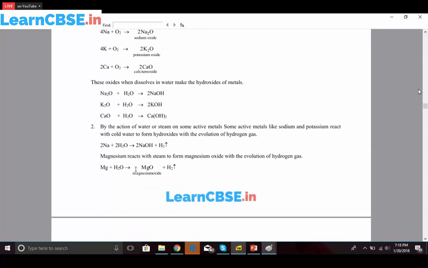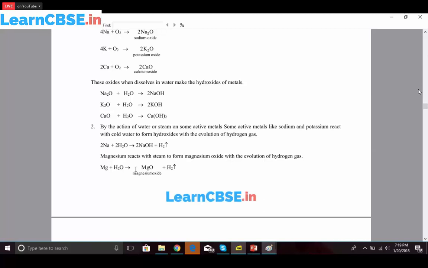By the action of water or steam on some active metals like sodium and potassium, they react with cold water to form the hydroxides with the evolution of hydrogen gas. We have to take only highly reactive metals, for example sodium, potassium and so on, because they can react even with cold water vigorously.